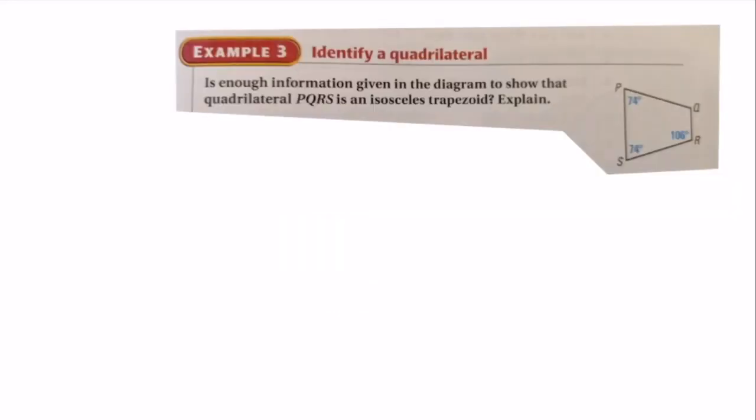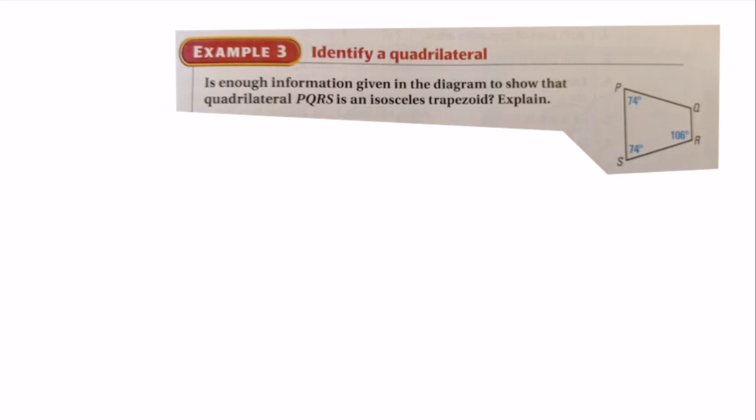So identify the quadrilateral. Is enough information given in the diagram to show the quadrilateral PQRS is an isosceles trapezoid? Explain. Okay, so if it's a trapezoid, we need to have a pair of parallel sides, one pair, right? Okay, so let's look at that. So there's a number of ways we can prove that lines are parallel. One of them is to prove that a pair of consecutive angles is supplementary.